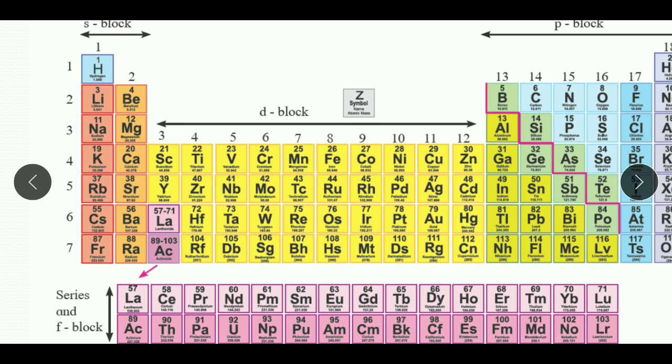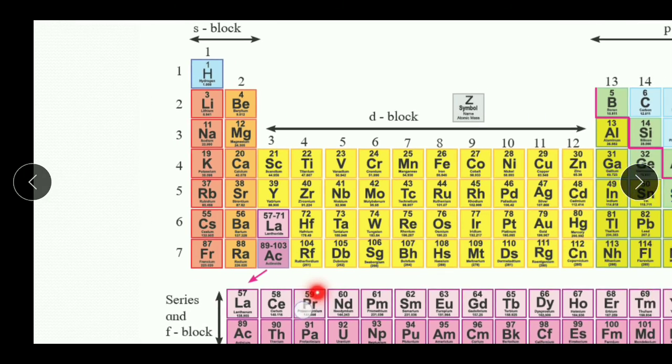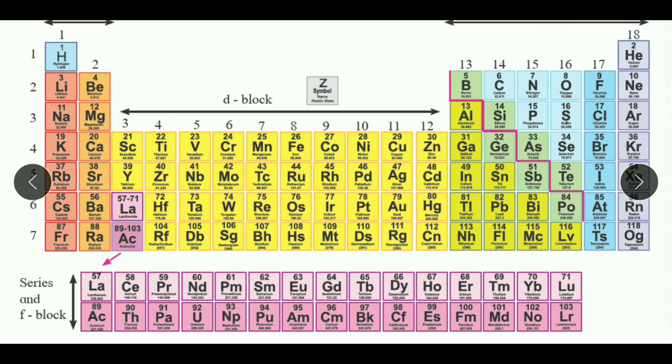It belongs to D block. After lanthanum, 58 is cerium. From cerium to 71, that is lutetium, these 14 elements belong to F block. And as they come after lanthanum, they are called lanthanoids.